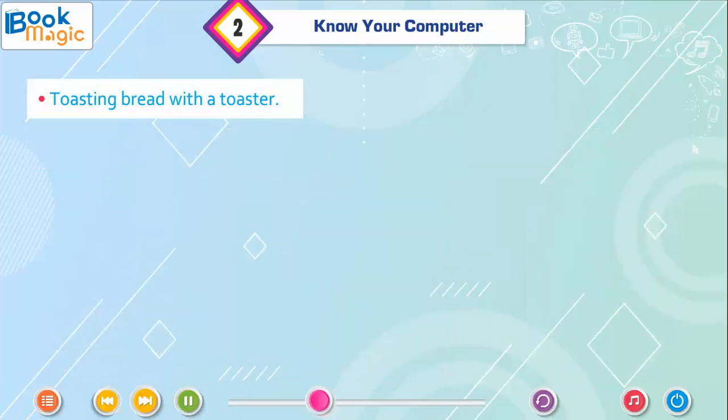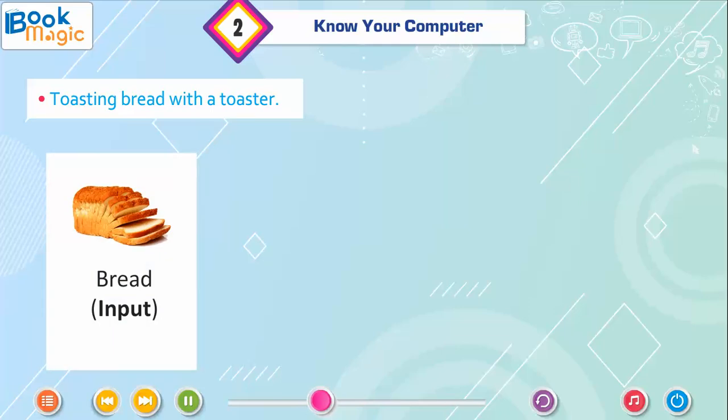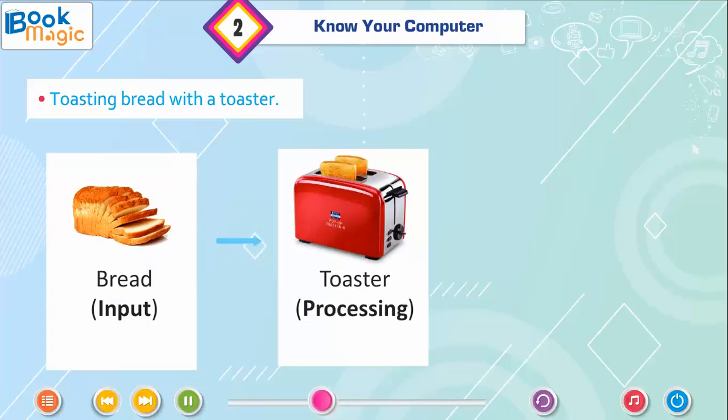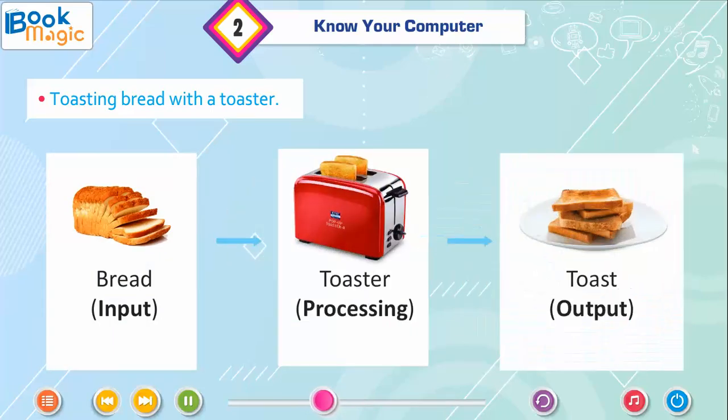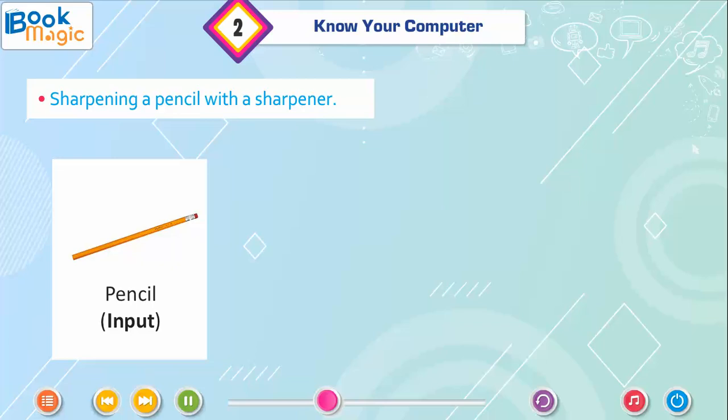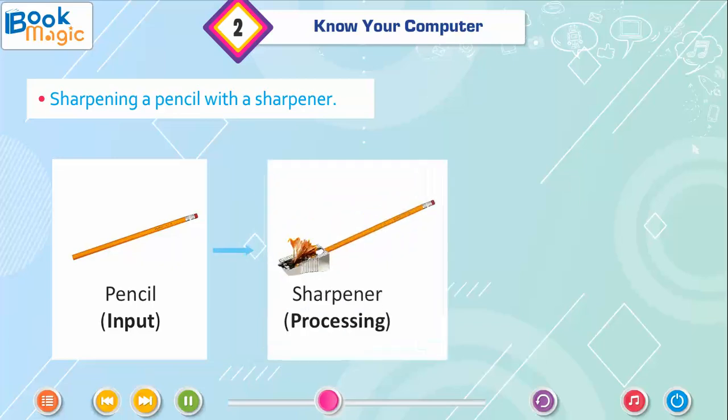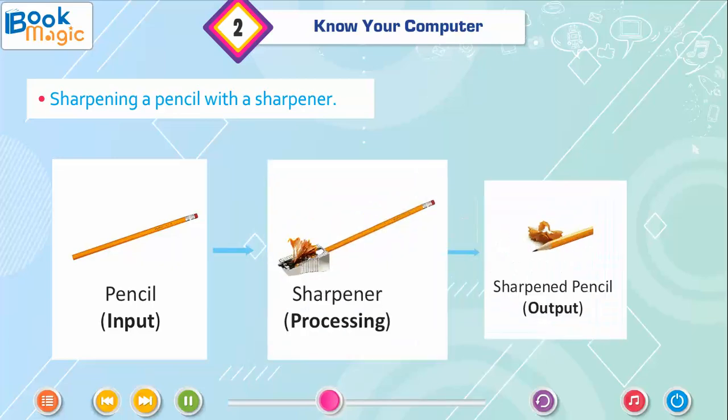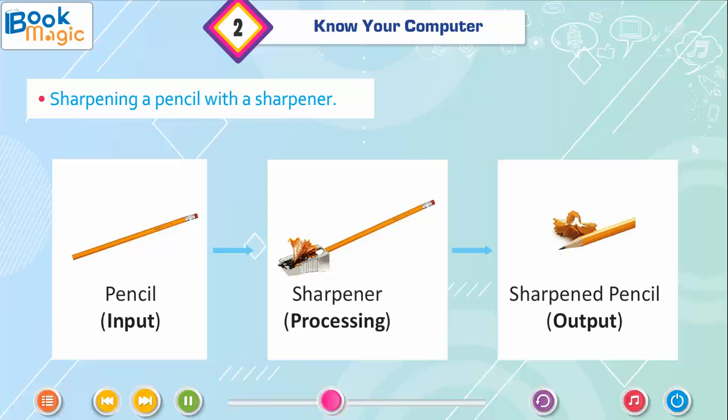Toasting bread with a toaster. Input, bread. Processing, toaster. Output, toast. Sharpening a pencil with a sharpener. Pencil input. Sharpener processing. Sharpen pencil output.